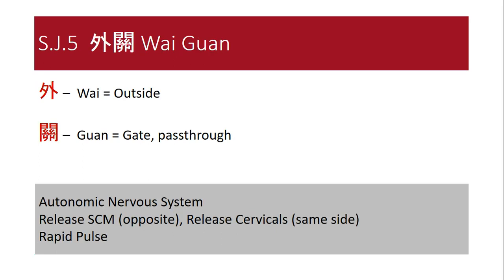San Jiao 5, Waiguan, the gate to the outside, can also be interpreted in relationship to the lymph flow and immunity, which are, after all, about interaction with the outside, how we let things through after checking them into the body.